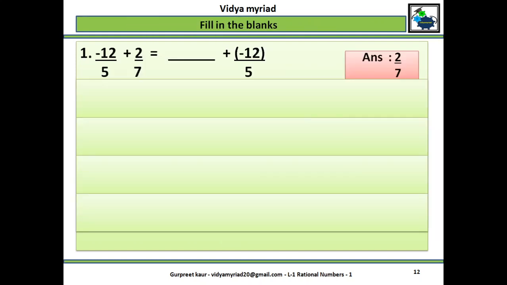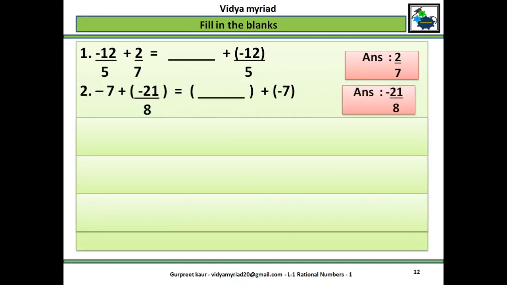Next, some questions are there in the form of fill in the blanks. Let us understand how to do it. Now here in the first case I have minus 12 upon 5 plus 2 upon 7. It should be equal to dash plus minus 12 upon 5. You need to look towards left hand side and right hand side. If you see, minus 12 upon 5 is there in both the cases. So in the left hand side, what is left? 2 upon 7. So what will come in my blank? 2 upon 7.